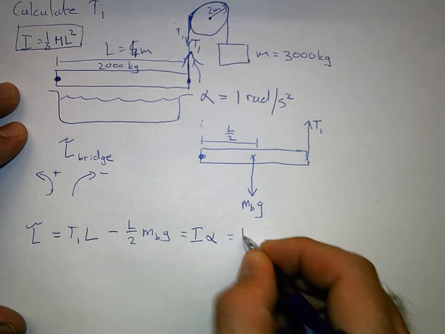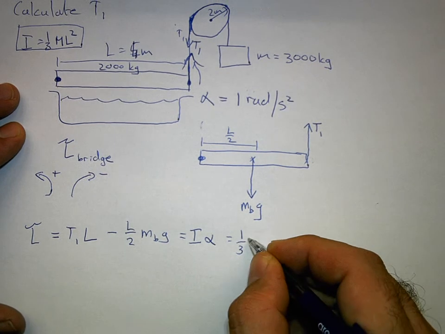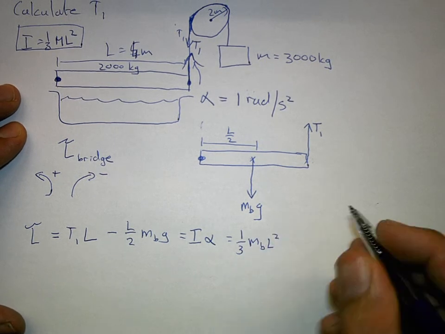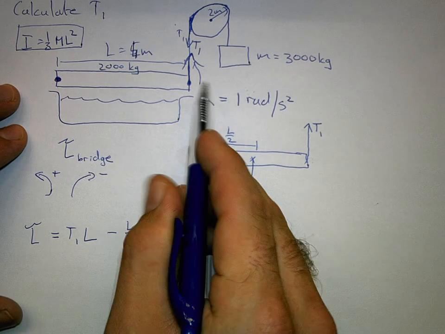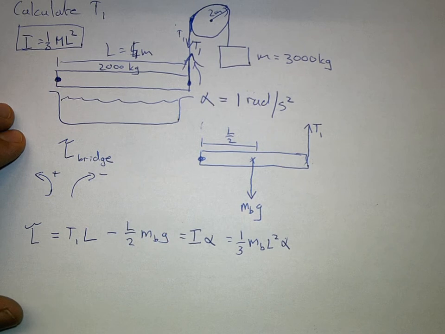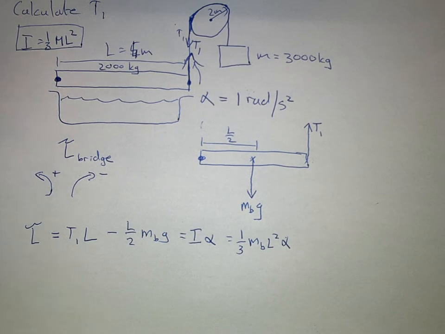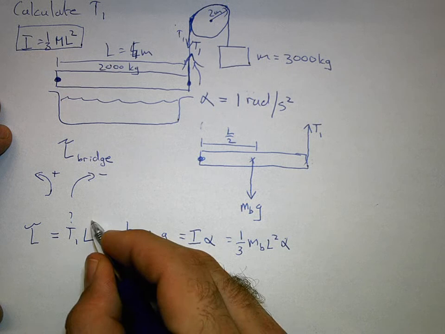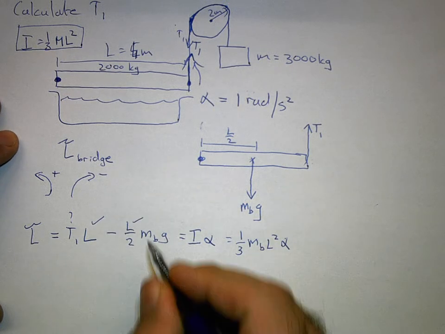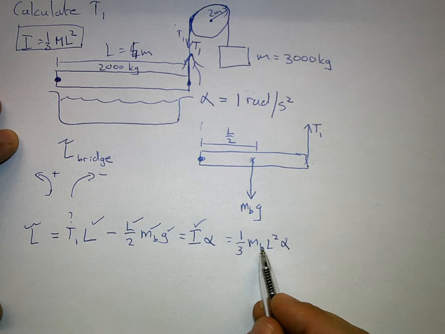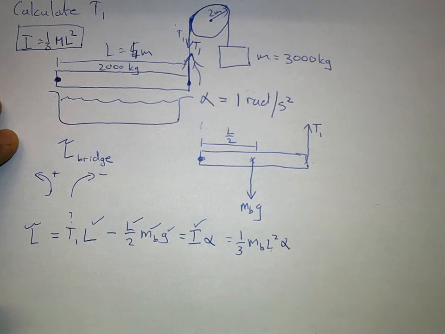So this will be equal to the moment of inertia, which is 1/3 times the mass of the bridge times the square of its length, and we are given the angular acceleration as well. We can substitute all the numbers in now. So let's see what is known. We don't know the tension, we know the length, we know the mass of the bridge, we know G. We know the moment of inertia because we know this, we know that, and we know that. So we've got enough information to calculate the tension.